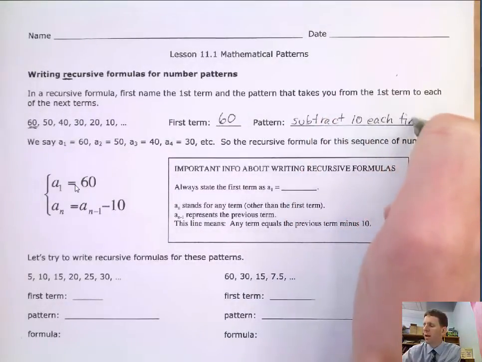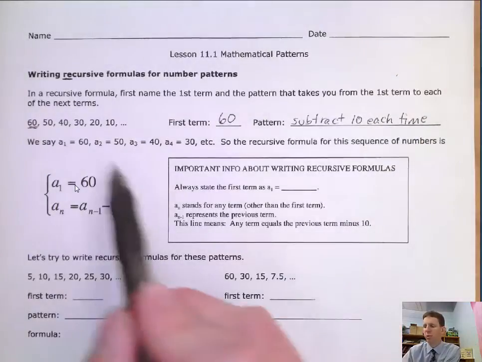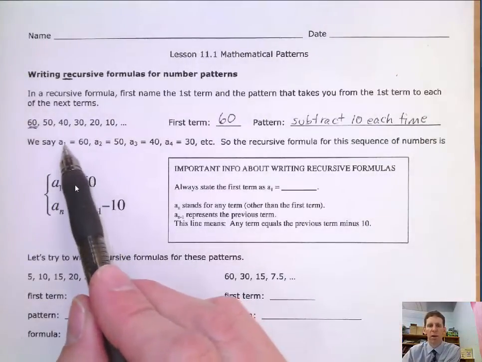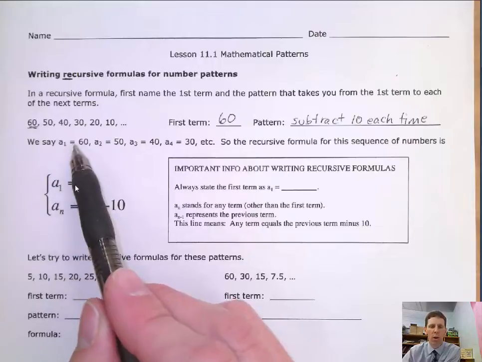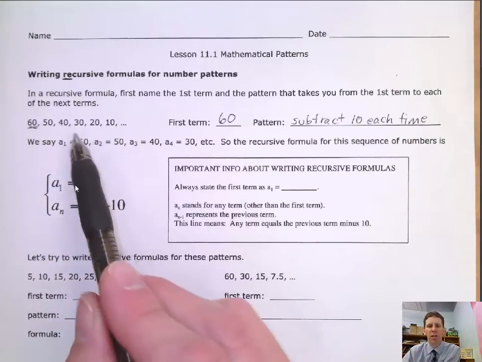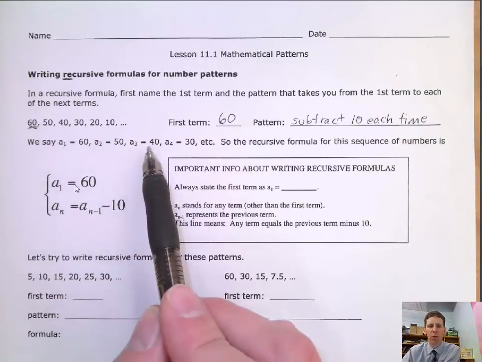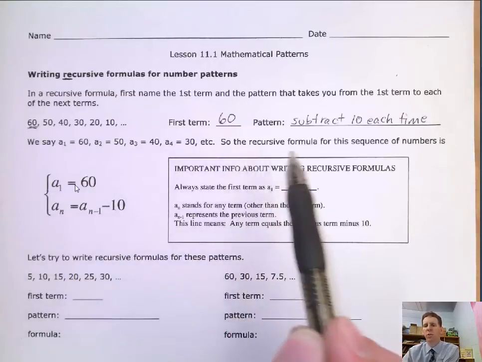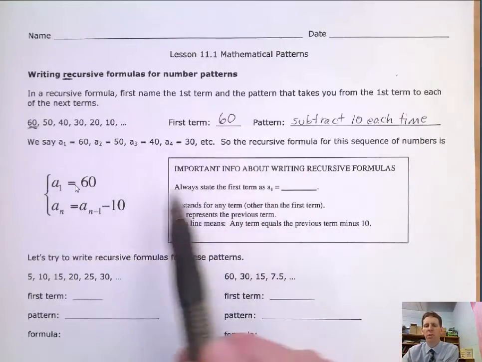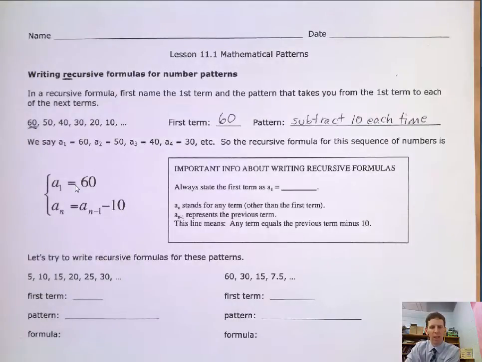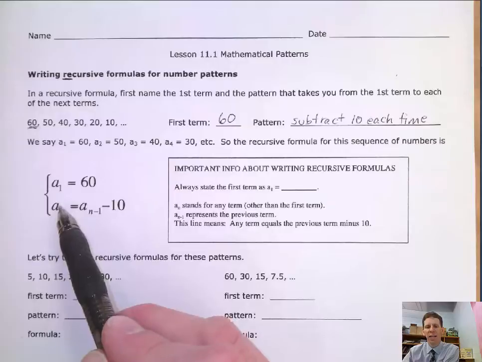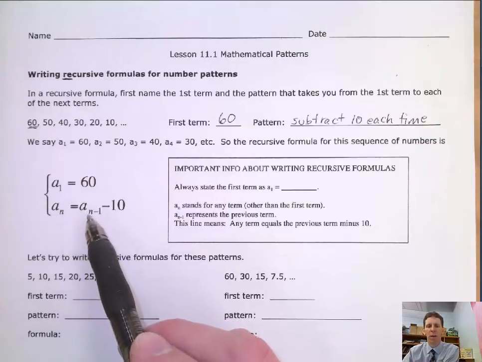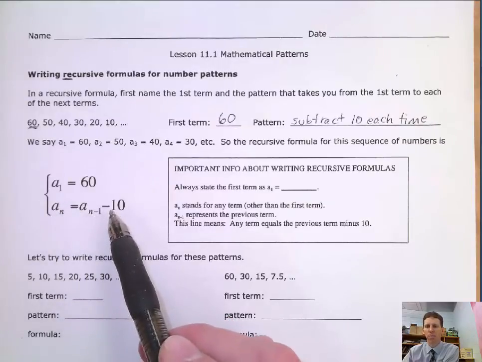We say in this pattern of numbers that a sub 1 is equal to 60. So that's the first term. We pronounce it a sub 1. A sub 2, the second term, is 50. A sub 3, the third term, is 40. A sub 4 is 30, etc. So the recursive formula for this sequence of numbers is written this way. A sub 1 equals 60. That's our first term. And then a sub n equals a sub n minus 1 minus 10.